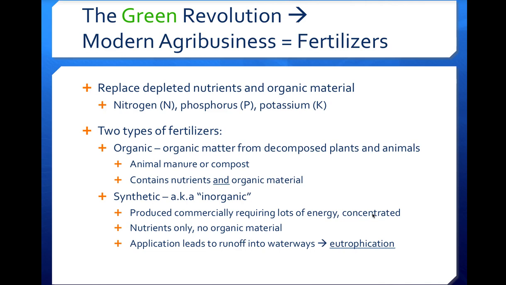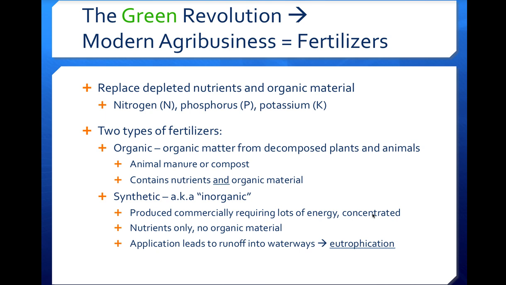The first one is organic. Organic fertilizers come from organic matter, which would be decomposed plants or animals. It can be animal manure or it can be compost. And the benefit to organic fertilizers is that they contain nutrients and organic material. So not only are we getting the nitrogen, phosphorus, and potassium, the NPK that we need, the organic material helps improve the soil structure. So we have soil that has a higher water holding capacity, it drains well, and there's plenty of organic material to provide air spaces for the roots.